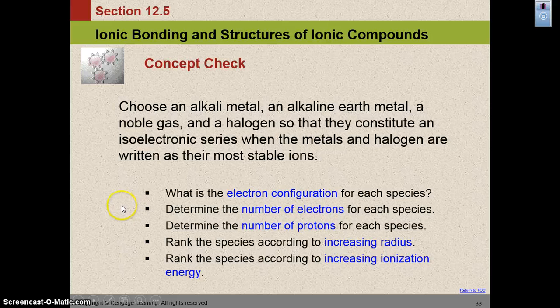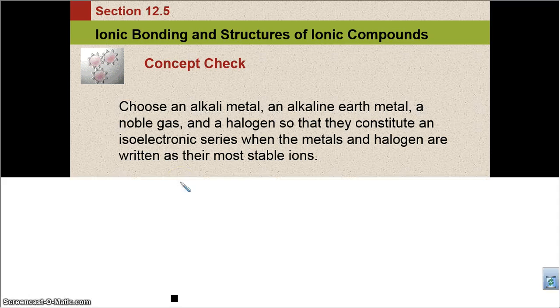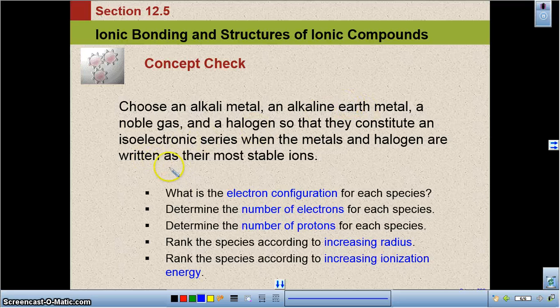This says to choose an alkali metal, an alkaline earth metal, a noble gas, and a halogen so that they constitute an isoelectronic series when the metals and halogens are written as their most stable ions. This is a good place for you to pause the video and come up with this to be able to answer the following questions. I'm just going to go ahead and choose 4 of these, and then we'll walk ourselves through it.